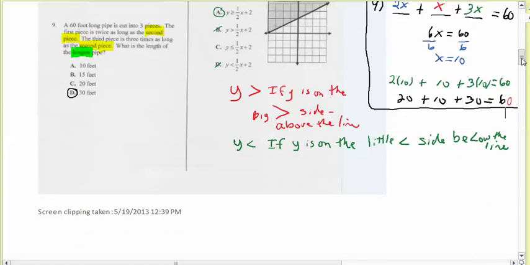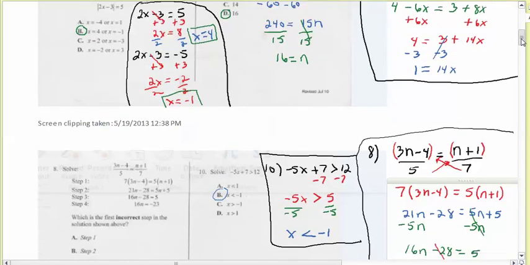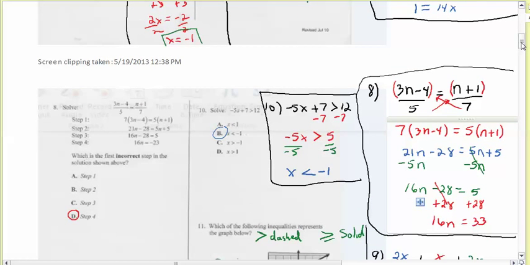Number 10. Again, I'm trying to do this as quickly as I can for you. Alright, on this one, we are going to get the x's on one side, numbers on the other. So I put the 7 over here. So I got a 5. Then I divided by a negative 5 on both sides. But remember, when you do that, you must flip the sign around. So the sign must be flipped. So that's where I got x is less than negative 1.